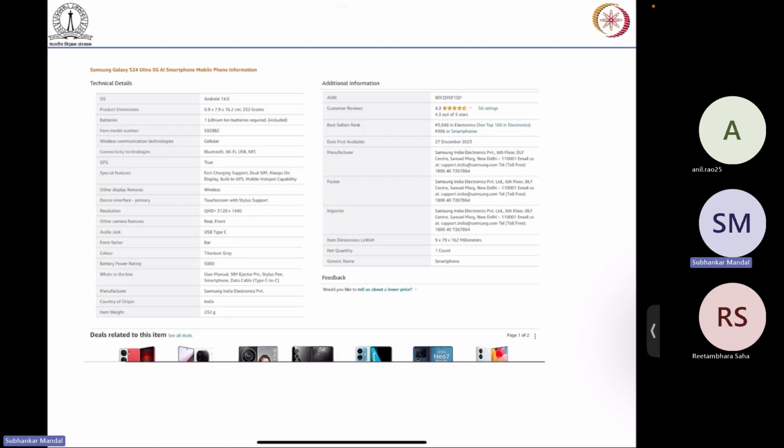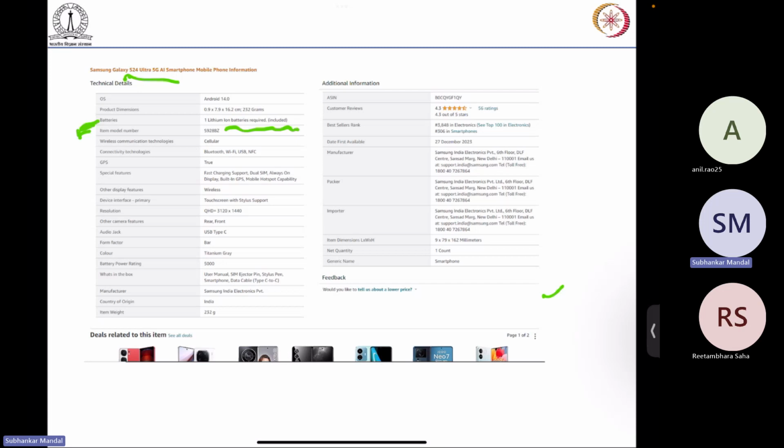Okay, so I can show you. This is the picture I was talking about, from the Amazon website. This is the Galaxy S24 Ultra 5G smartphone. There you can see the specifications given. Here you can see what battery they are using: a lithium-ion battery. The battery inside the mobile is a square kind of thing, which is called a pouch cell.